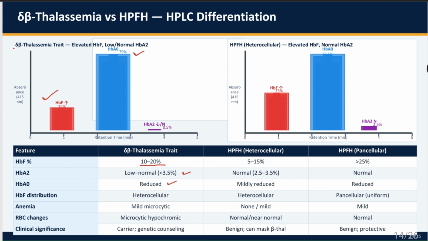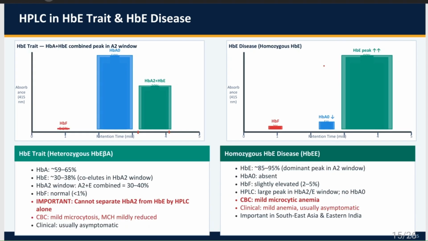In case of HPFH, it is of two types, heterocellular and pancellular. In heterocellular type, the HbF level is around 5 to 15%, and in case of pancellular type, it is more than 25%. In both of these types, the HbA2 level is normal and adult hemoglobin level is reduced or mildly reduced. Now for the diagnosis of HbE trait and HbE disease. In case of HbE trait, the HbE level is around 30 to 38%.